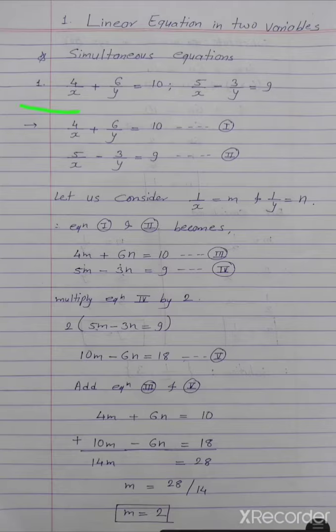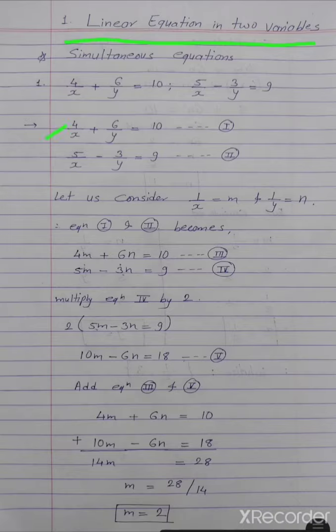equation a linear equation in two variables or not? Your answer should be no, because both variables x and y are in the denominator. So when you take them to the numerator, their power becomes x or y raised to -1. Therefore it is not a linear equation in two variables. So first convert both equations into this form.